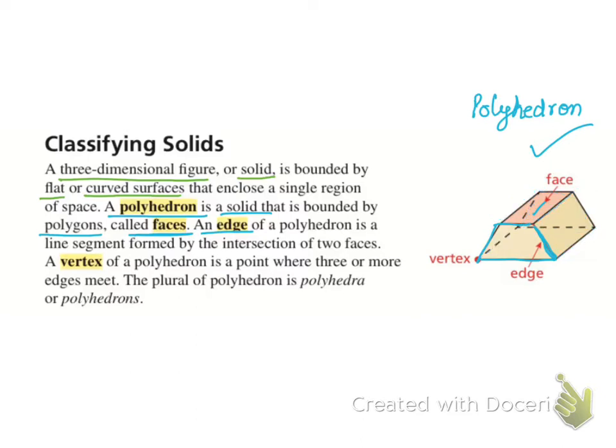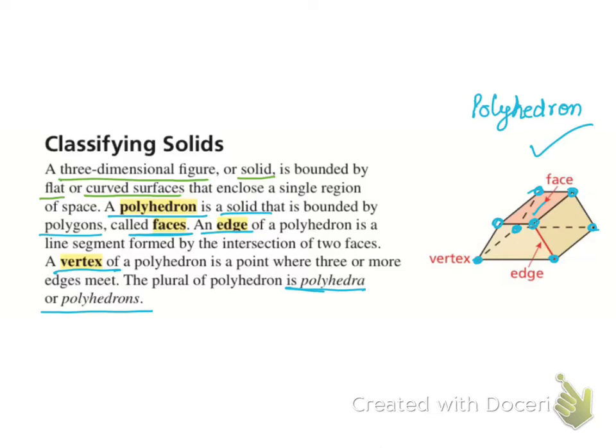And then the other definition is about the vertex. Vertex is the point where two edges meet. This is a vertex, this is a vertex, and there is one more which you can imagine is in the back of the solid. So these are the vertices. Where three edges or two edges meet, that's the vertex. And the plural of polyhedron is polyhedra.